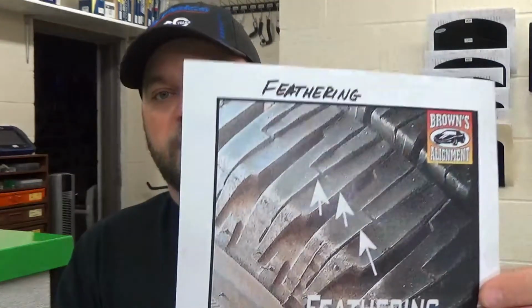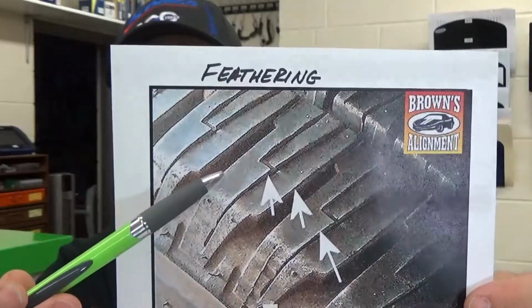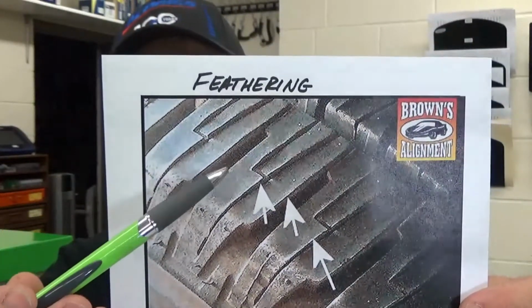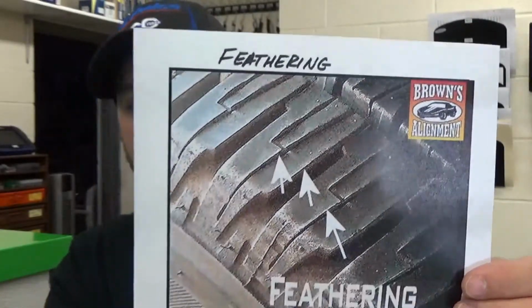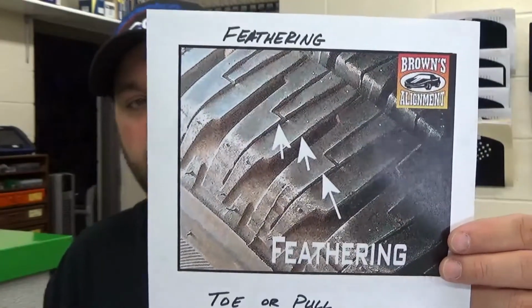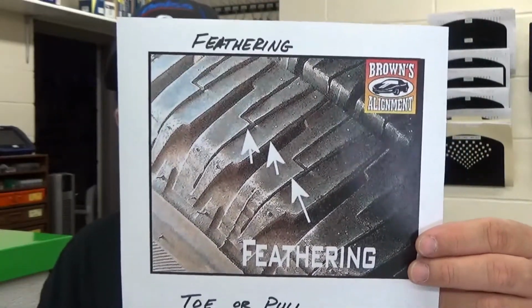The two that can be caused by alignment are going to be, feathering is going to be the first. Feathering is when you have a wear condition that gives you a rounded edge on one side of the lug of the tire and a feathered edge on the other, and that's going to be the leading edge, the trailing edge. This is as you're going down the road.